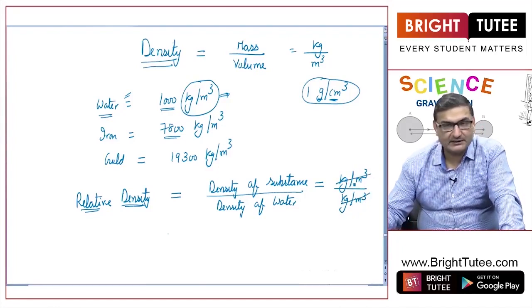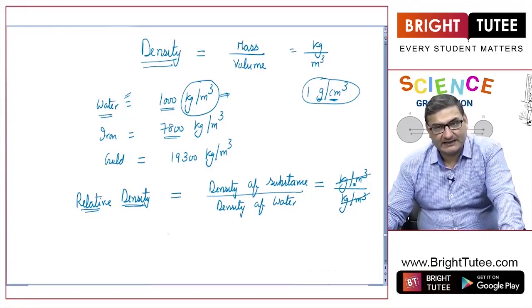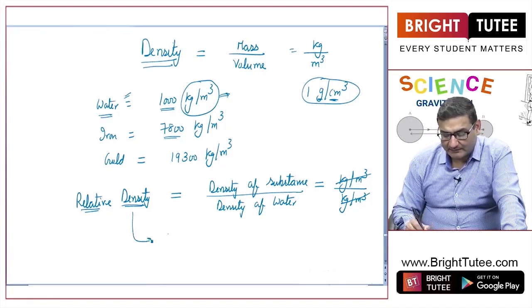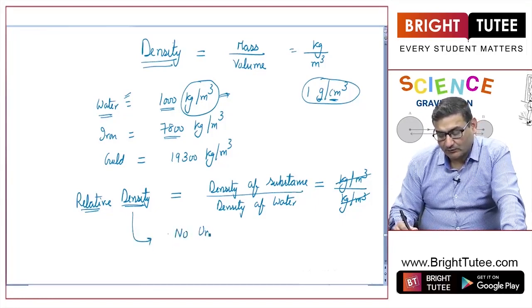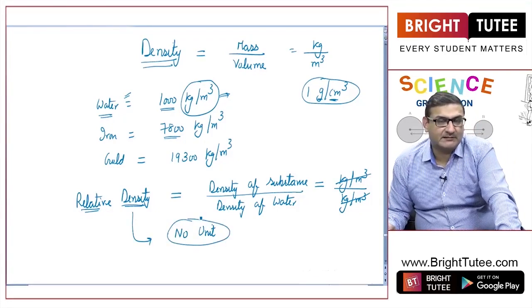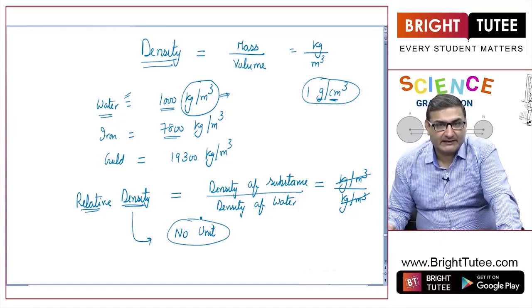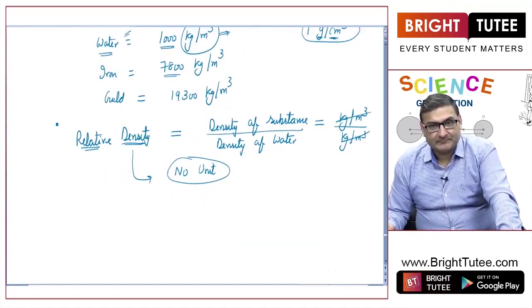Having the same units in the numerator and denominator will be cancelled out, and that is why, very importantly, relative density has no unit of its own. It is just expressed in numbers or fractions. Right? Fine. So this is relative density.